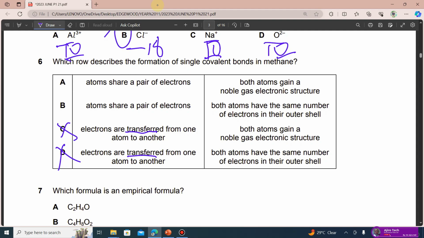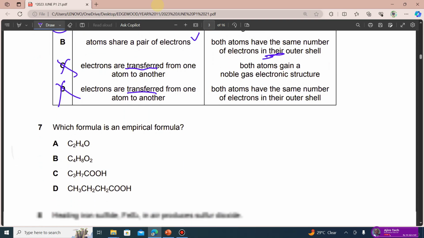So this part of these options is correct because they share a pair of electrons. Now let's go to the other part. Option A says both atoms gain a noble gas electronic structure, and option B says both atoms have the same number of electrons in their outer shell. This is not always possible for both atoms to have the same number of electrons in the outer shell. It's not the case always. So option A is the answer in this case because they both attain a noble gas electronic structure, and that's what makes them stable.